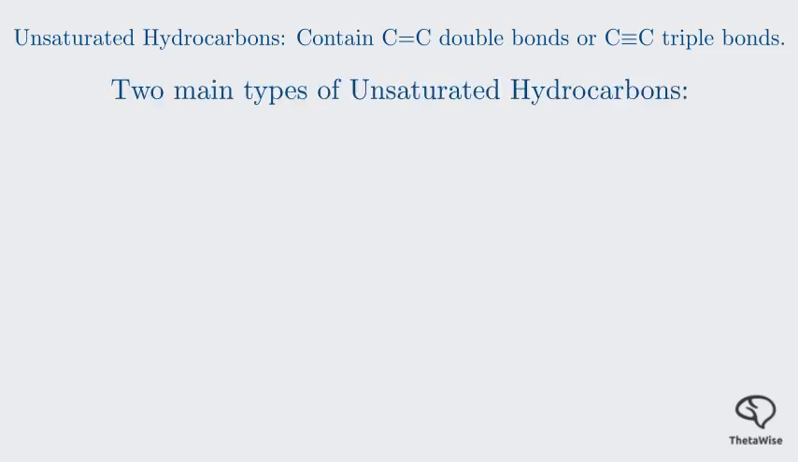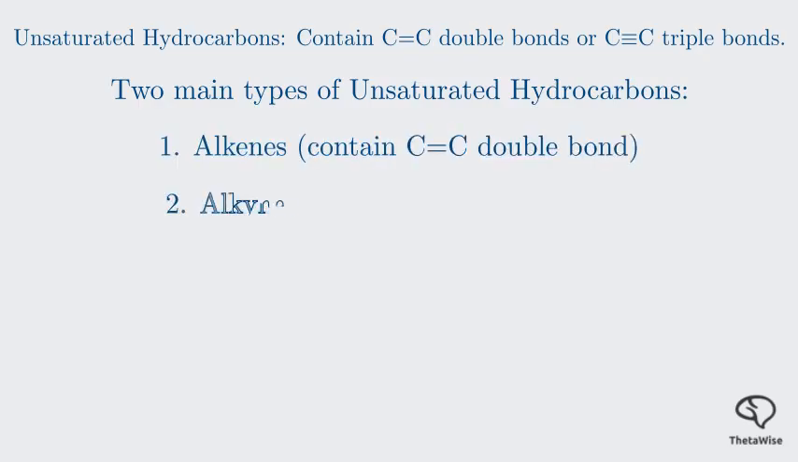We're going to focus on 2 major types of unsaturated hydrocarbons: alkenes, which contain a double bond, and alkynes, which contain a triple bond. The presence of these multiple bonds makes these compounds much more reactive than alkanes. They are key starting materials for many industrial processes, such as making polymers like polyethylene.